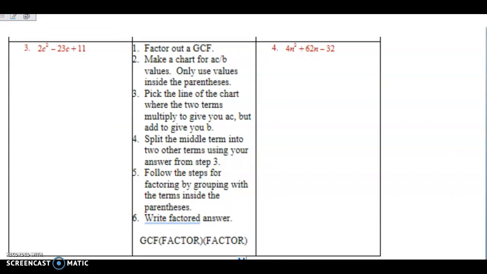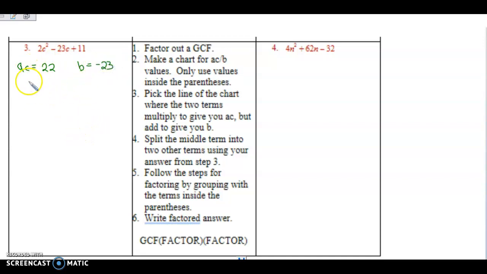Sometimes you cannot get a greatest common factor off the bat, and that's what's showing here on number 3. I have a 2, a 23, and 11. I don't have a variable in each one, so this one does not have a greatest common factor. So we're just going to start with the AC, which is 2 times 11 is 22, and my B is negative 23.